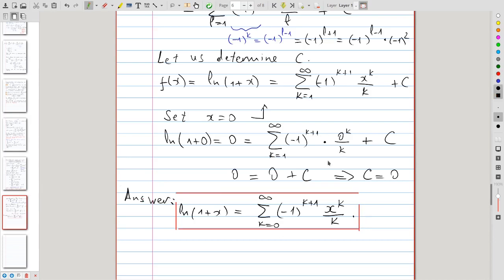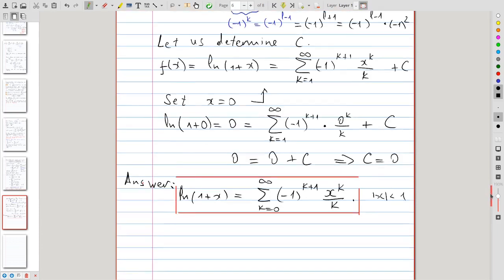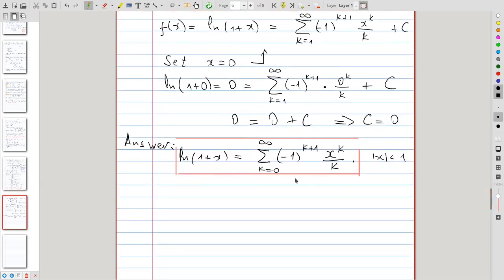So let us summarize what we have done here. Using integration of power series, we have obtained this formula for the log of 1 plus x. The formula holds when absolute value of x is less than 1, as we have said previously. And so this will be a rather useful expression. We will use it in many subsequent occasions. So let us now proceed to obtain a power series expression for another important function.